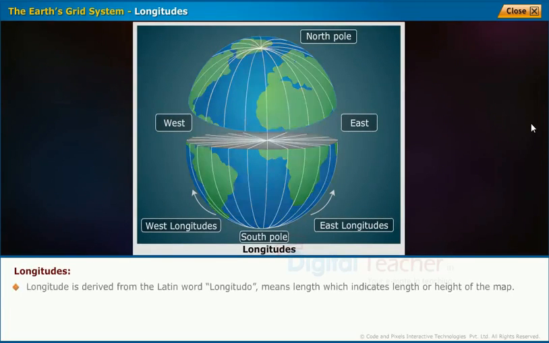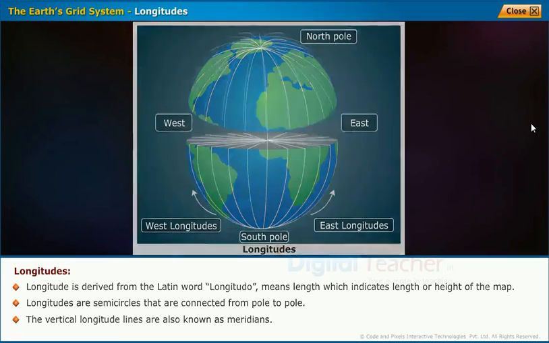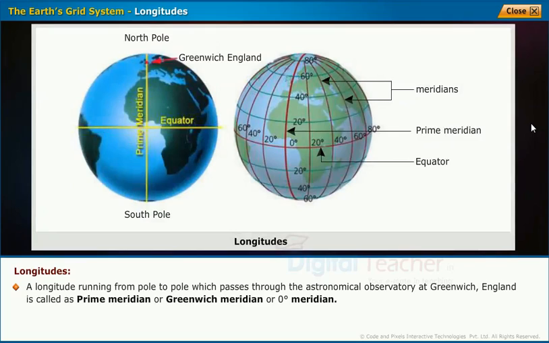Longitudes. Longitude is derived from the Latin word longitudo, meaning length, which indicates the length or height of the map. Longitudes are semicircles that are connected from pole to pole. The vertical longitude lines are also known as meridians. A longitude running from pole to pole, which passes through the astronomical observatory at Greenwich, England, is called the prime meridian, or Greenwich meridian, or 0 degrees meridian.